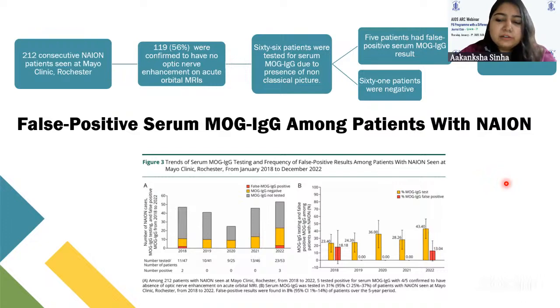Then they were advised MRI, and it was seen that only one patient had optic nerve enhancement, while the other 4 had no optic nerve enhancement, leading to only an 8% false positive rate.